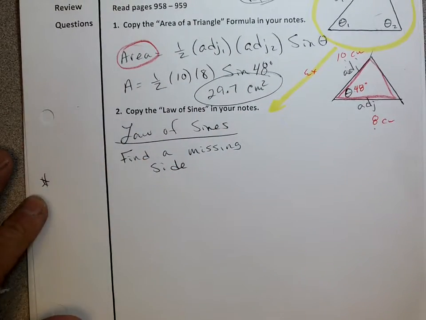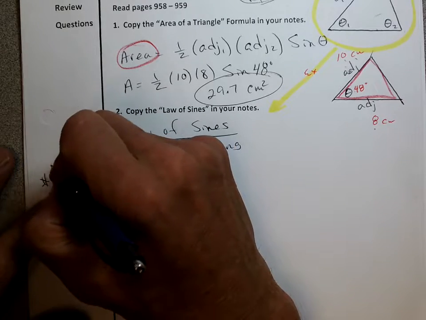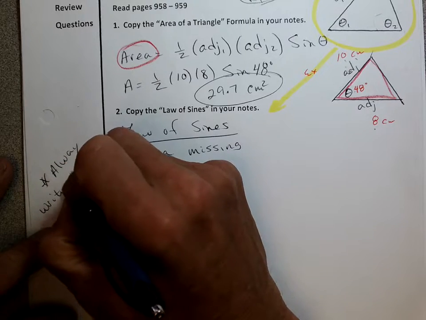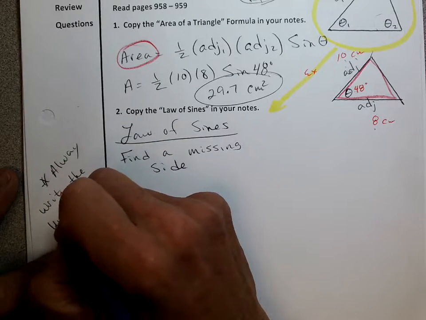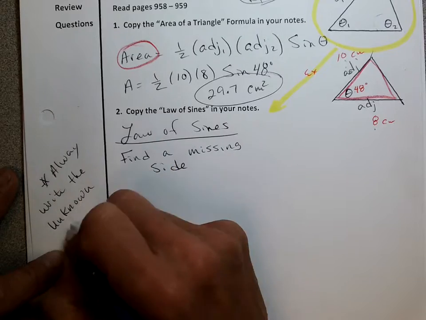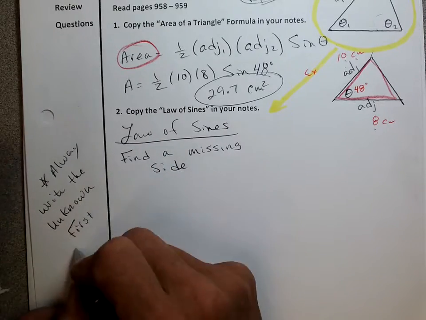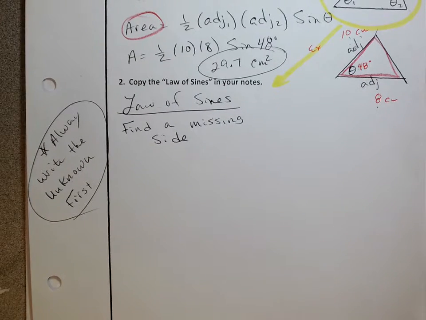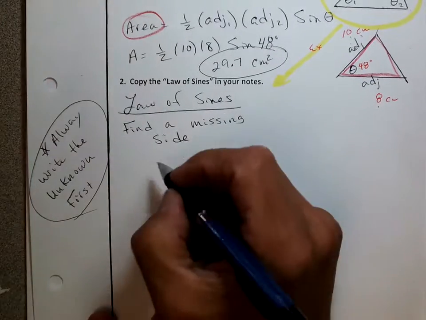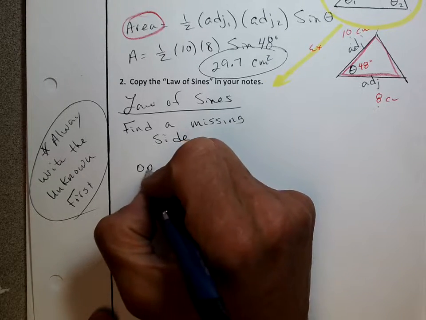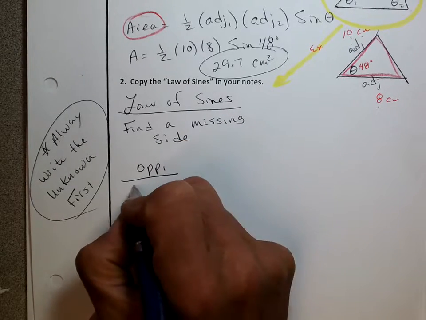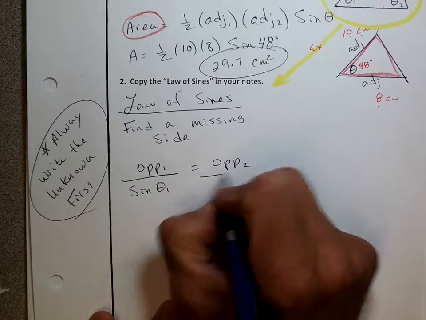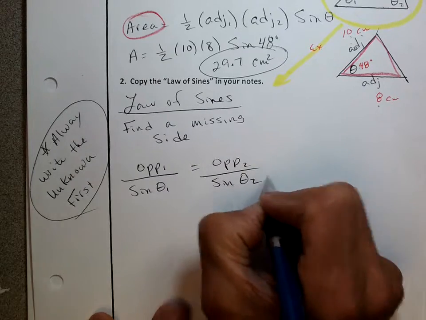This is what I do, and it's easier for me: I always write the unknown first, and I'll show you what that means when we get to an example. So here's the law of sines. Opposite 1 over the sine of theta 1 equals opposite 2 over the sine of theta 2.